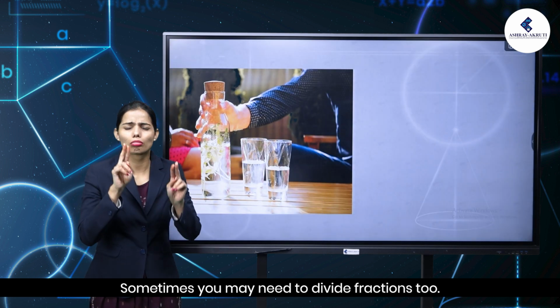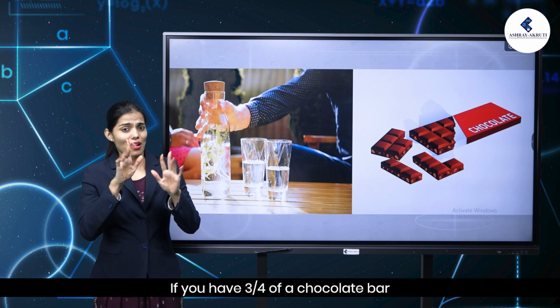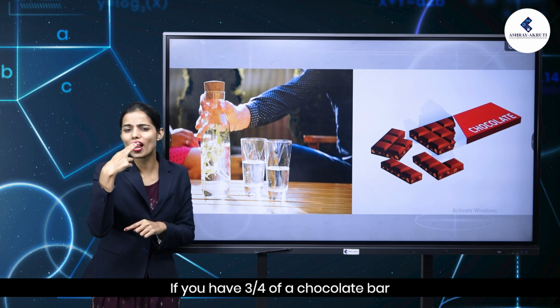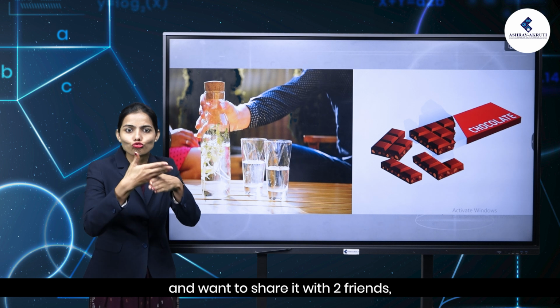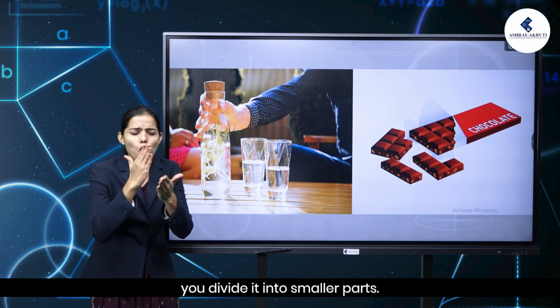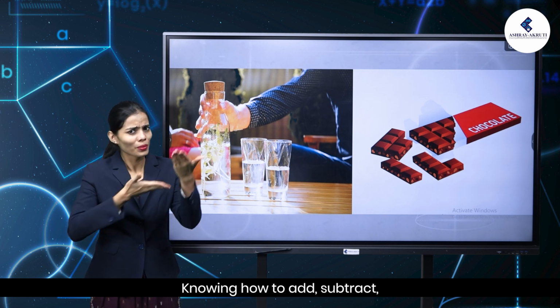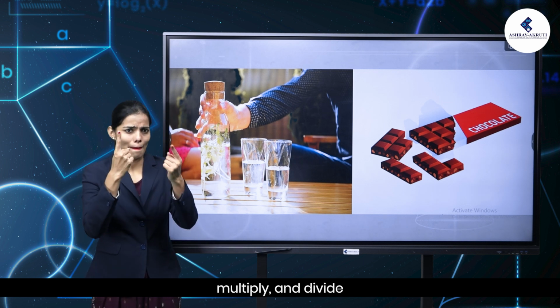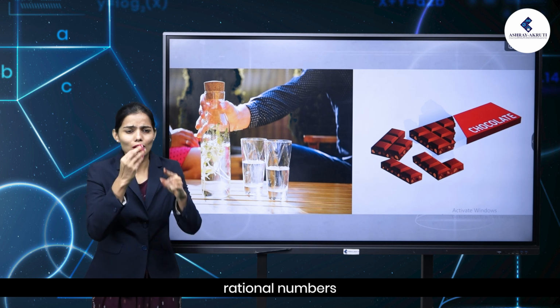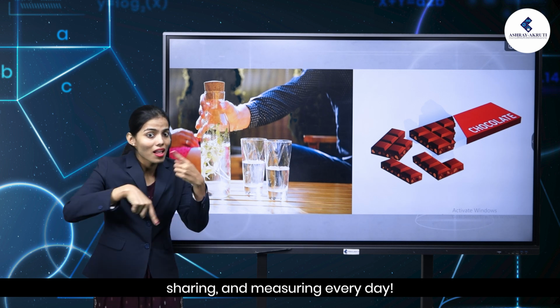Sometimes you may need to divide fractions too. If you have 3/4 of a chocolate bar and want to share it with 2 friends, you divide it into smaller parts. Knowing how to add, subtract, multiply and divide rational numbers helps you in cooking, sharing and measuring every day.